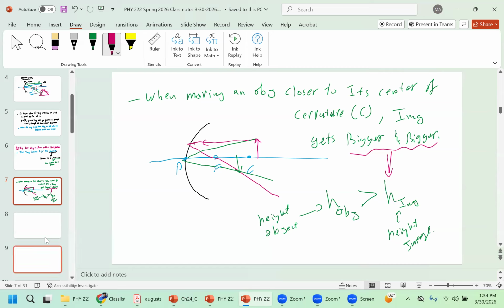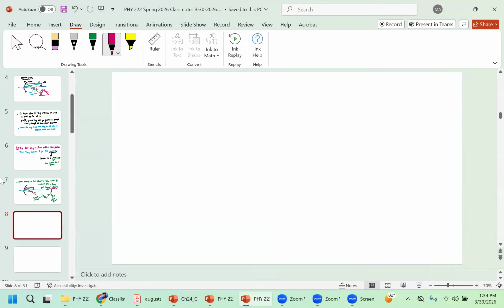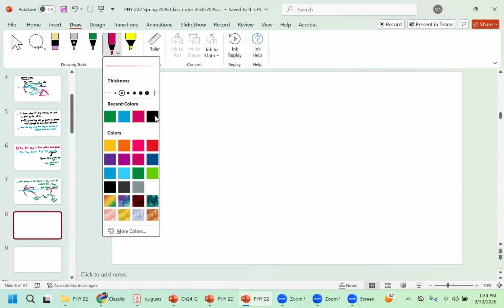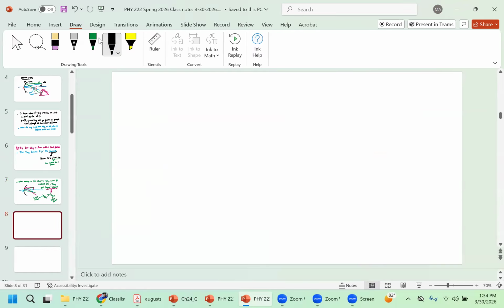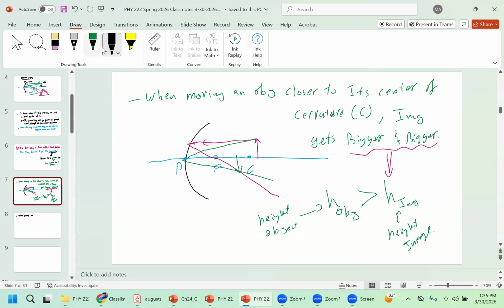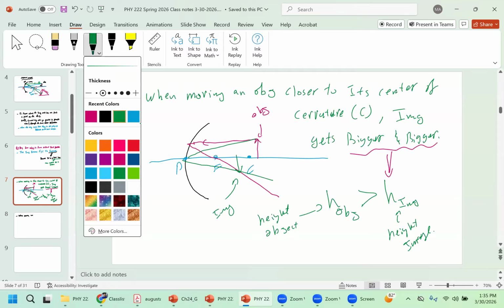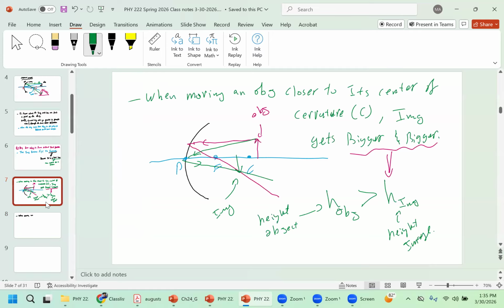All right. Now, what happens when moving, and let me go ahead, I didn't label these. Let me go ahead and label these before I forget. This is gonna be your image, and this is gonna be your object. And this is gonna go this way, and this is gonna come this way. Let's turn around. Okay.